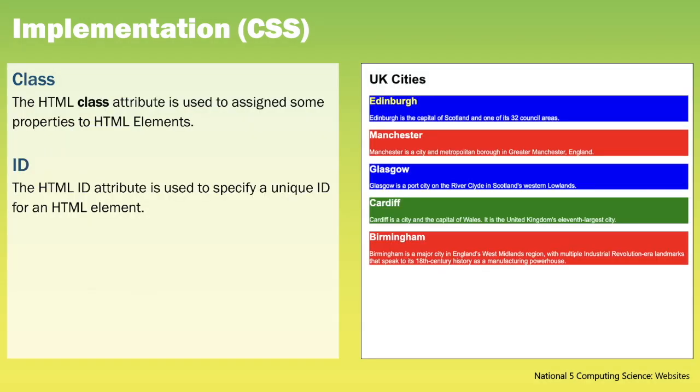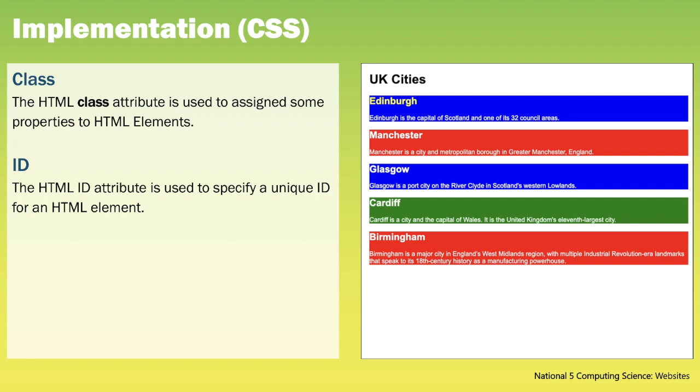An HTML class attribute is used to assign some property to HTML elements. All HTML elements within the same class will have the same format applied to them using CSS. An HTML ID attribute is used to specify a unique ID for an HTML element. You cannot have more than one element with the same ID in an HTML document. On the right hand side we have a number of UK cities listed, with Scottish cities being blue, English cities being red, Welsh cities being green, and Edinburgh being in yellow.